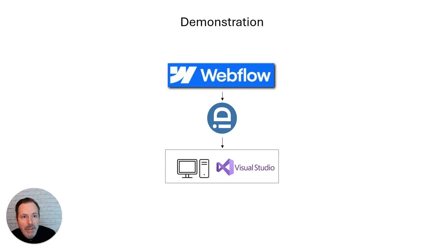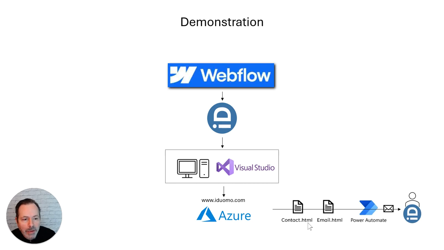To properly demonstrate this solution, I'm going to walk through the steps I take from the development environment, exporting the site. In this case, I'm going to use my website, iduomo.com, for this demonstration. I'm going to download it to my desktop, open it up in Visual Studio, and make the changes I need to make to that contact page. And once those changes are done, I'm going to publish the site to Azure, where this site is hosted. And once it's there, we'll be able to test it out.